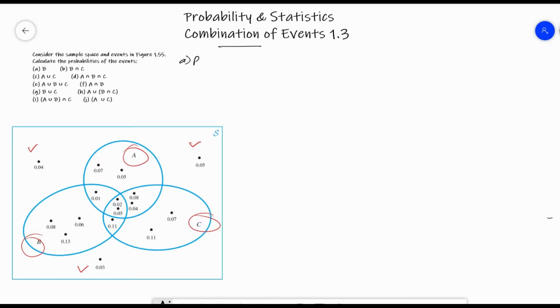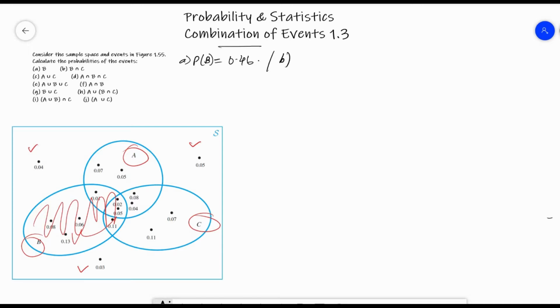In number A, we are asked to find out the probability of B. So the probability of B will include all these points that we can see inside B. So if we add them up together, we'll get the probability of B. So if we add all this together, we'll end up with 0.46.